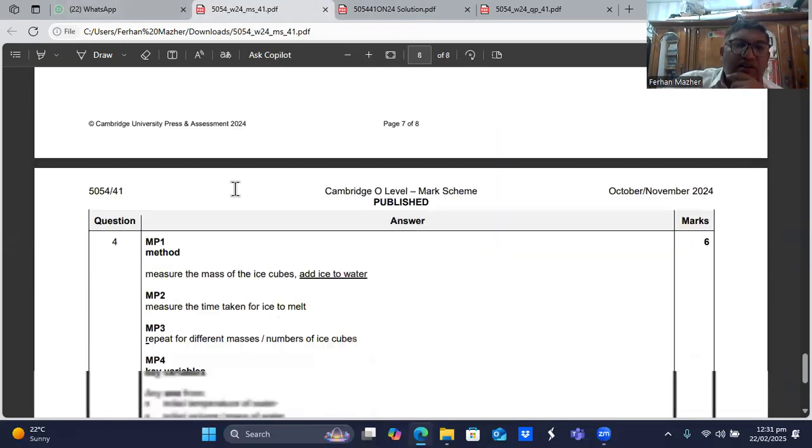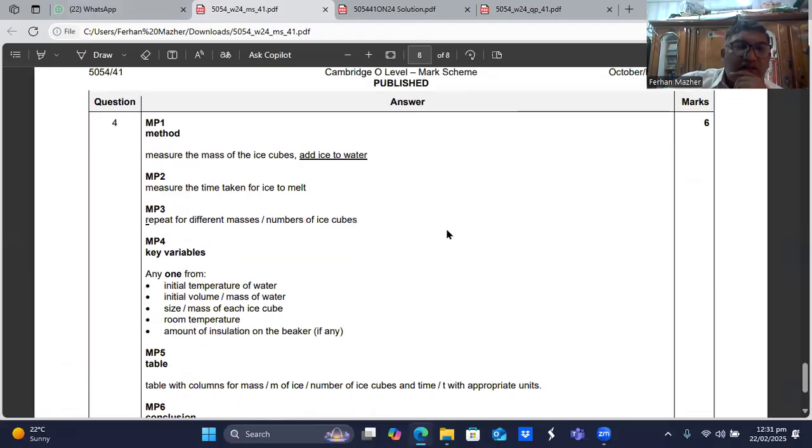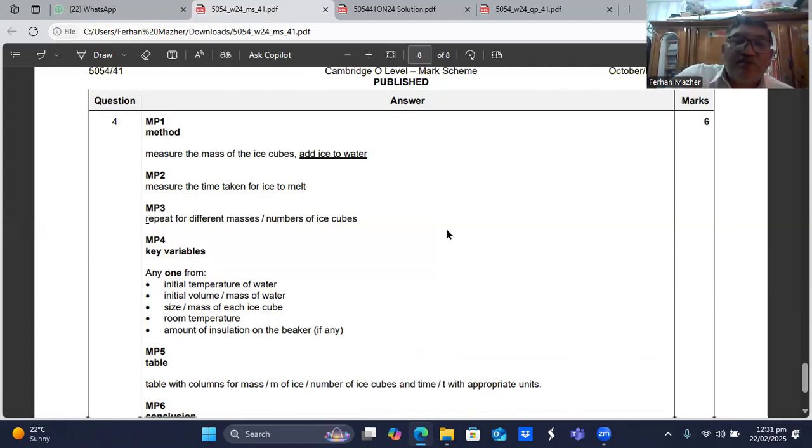Okay, let's check what the marking scheme says. Method number 1, it says, measure the mass of the ice cubes, add ice to water. Measure the time taken for the ice to melt. Repeat for different masses or numbers of ice cubes. And the key variables which you may keep constant: initial temperature of the water should be the same. Initial volume or mass of the water should be the same. Size and mass of each ice cube should be the same. Room temperature should remain the same. Amount of insulation on the beaker, if you are using insulation around the beaker, that should be the same.